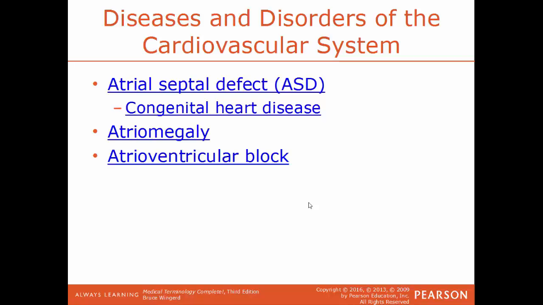Atriomegaly. This is an abnormal enlargement of the atria. Anytime you impact the size of an organ, you're going to impact its function. So by increasing the size of the atrium, you're going to impact how efficiently it works to move blood down to the ventricles. And our last term here, atrioventricular block or AV block.